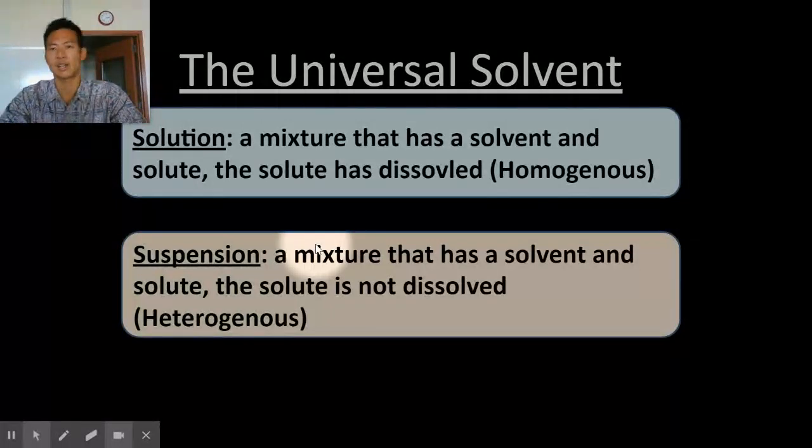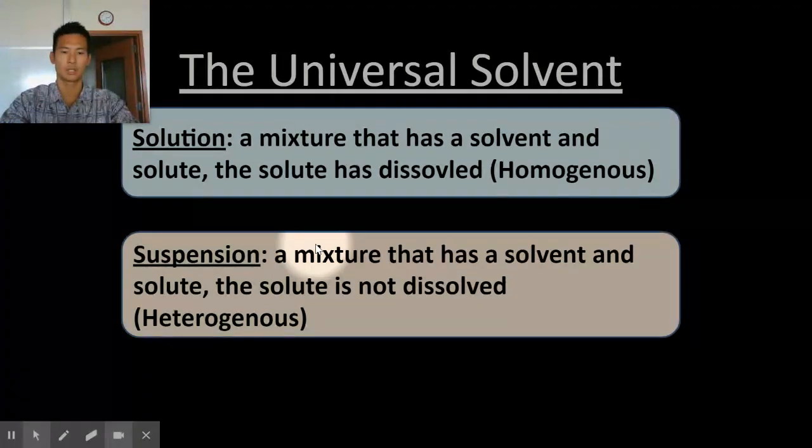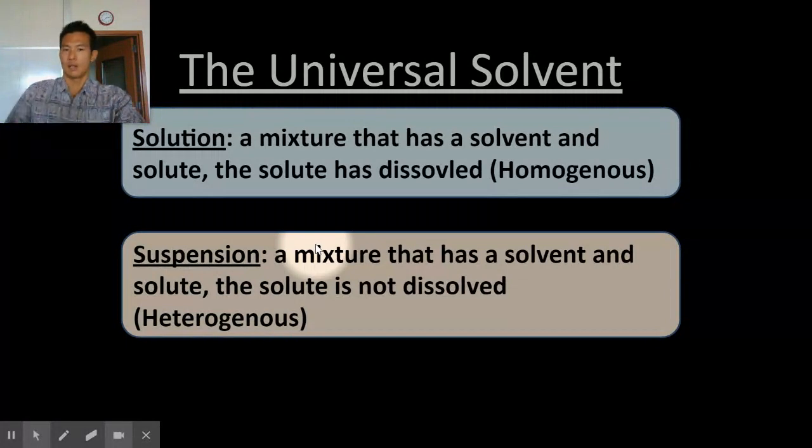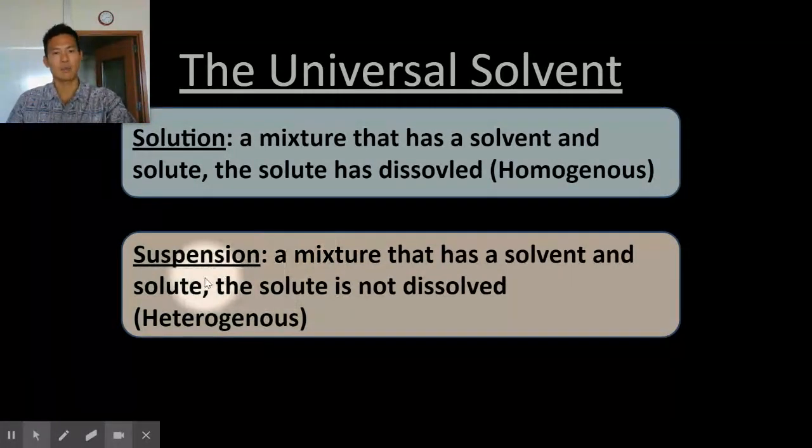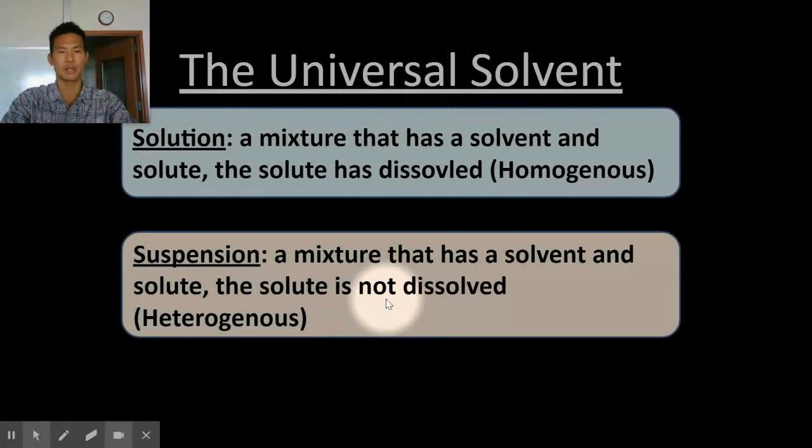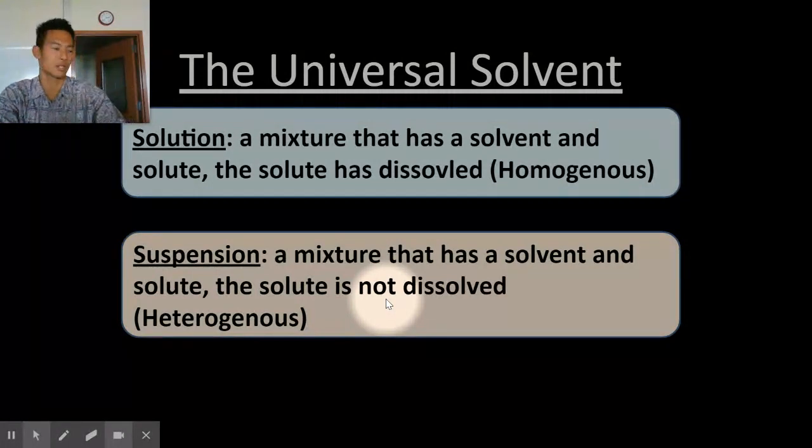In this case, it's a homogeneous mixture. If I were to ask you what type of matter it is: homogeneous mixture. Again, you cannot see the difference between them. The other type of mixture with liquid and solid is called your suspension. It's when the solvent has not dissolved the solid or the solute, and because you can see the difference, it's a heterogeneous mixture.